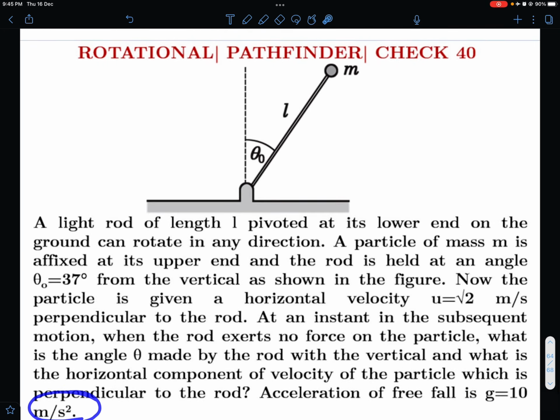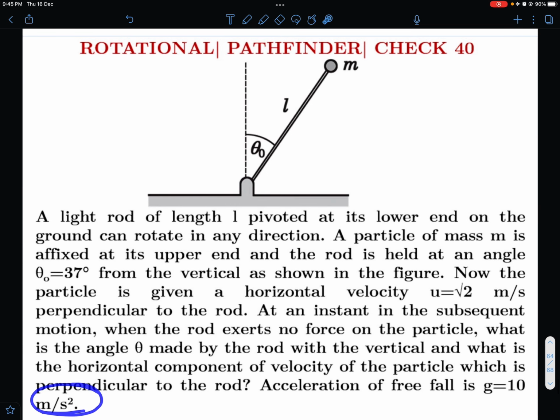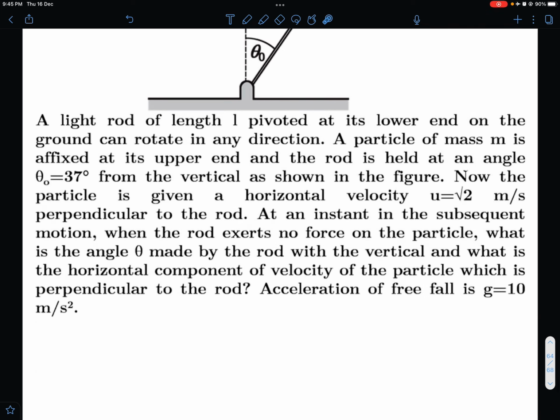So if you want, you can try out this problem. You can pause the screen and try it out, and then you can have a look at my solution, or you can have a look at my solution right away. I'll get into the analysis.